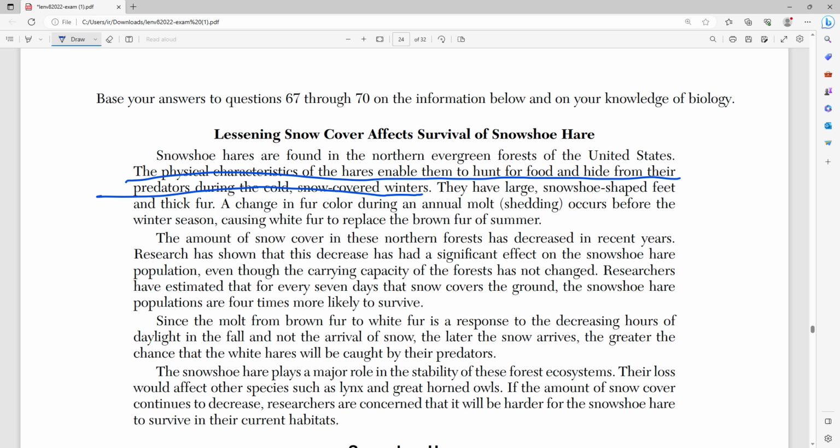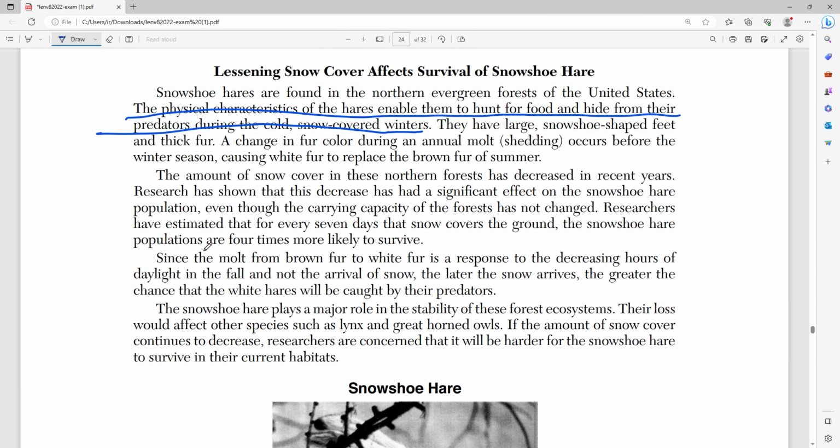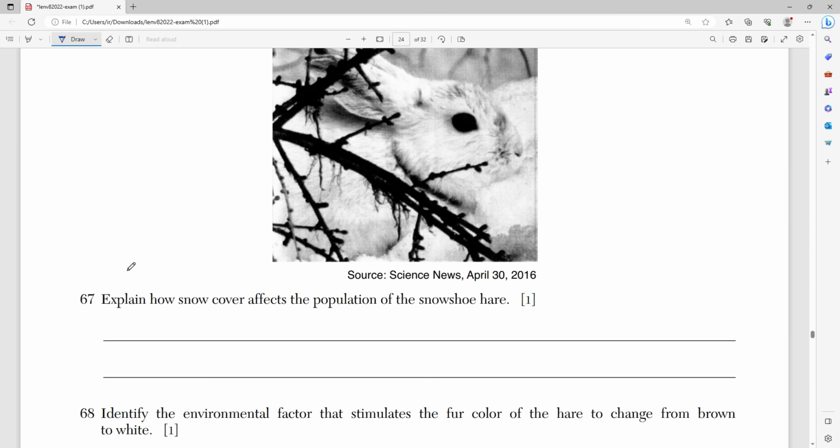The amount of snow cover in these northern forests has decreased in recent years. Research has shown that the decrease has a significant effect on snowshoe hare population. Even though the carrying capacity of the forest has not changed, researchers have estimated that for every 7 days that snow covers the ground, the snowshoe hare populations are 4 times more likely to survive, right? So I'm just going to stop reading there. I'm going to go back to the questions, right?